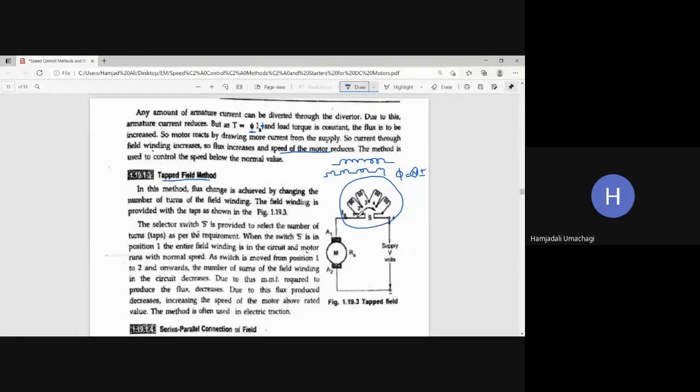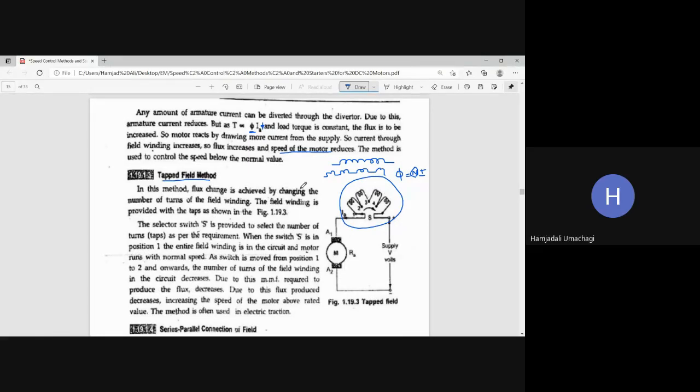If I move this switch to the tapping number 2, the number of turns will decrease. Similarly, if I move to the tapping number 3, then the flux will decrease. So this tapping helps us include more or fewer turns of the field winding, and proportionally more or less flux will be available. That change in the flux gives us the change in the speed of the DC series motor.